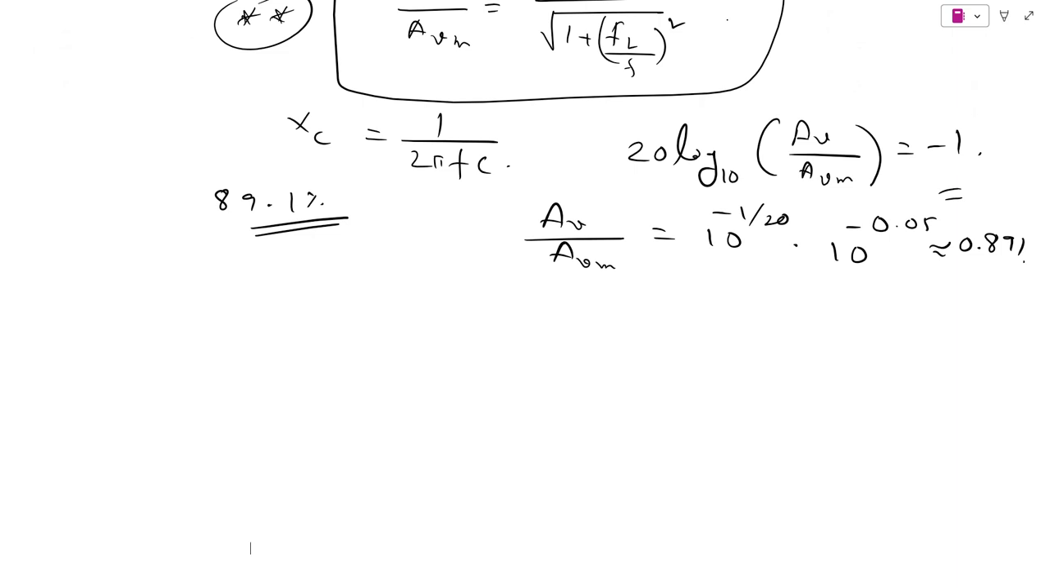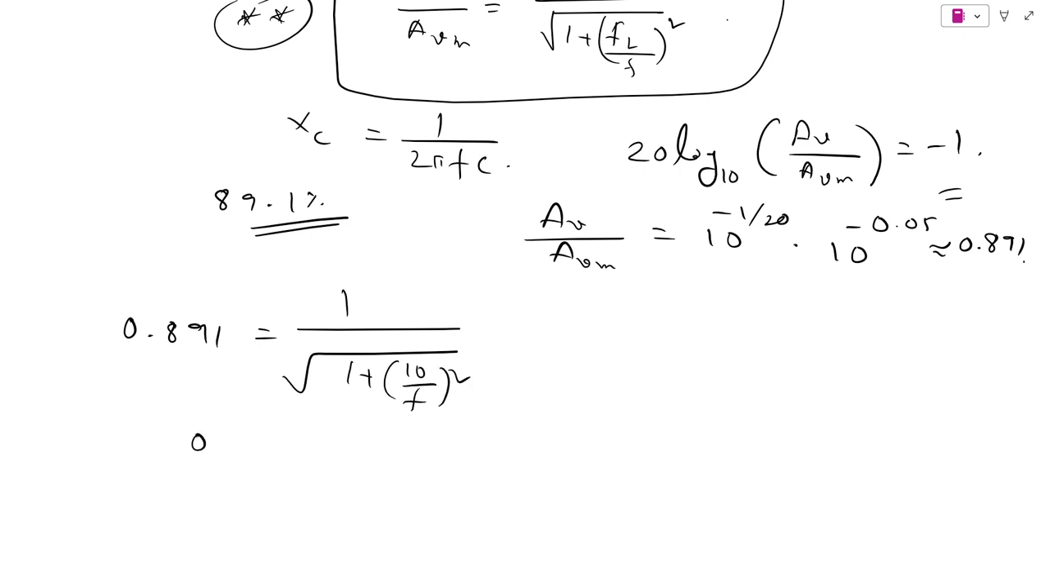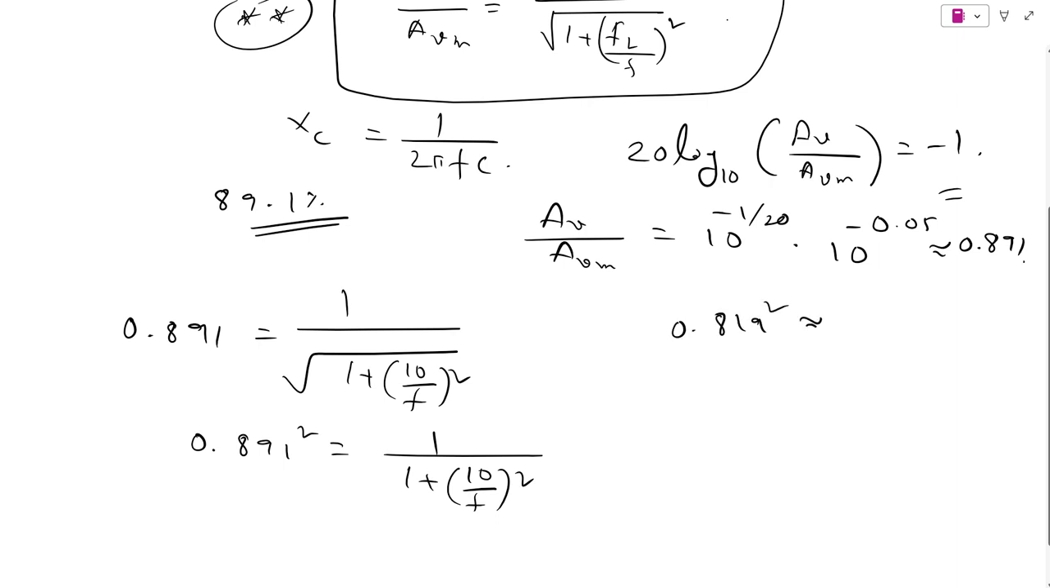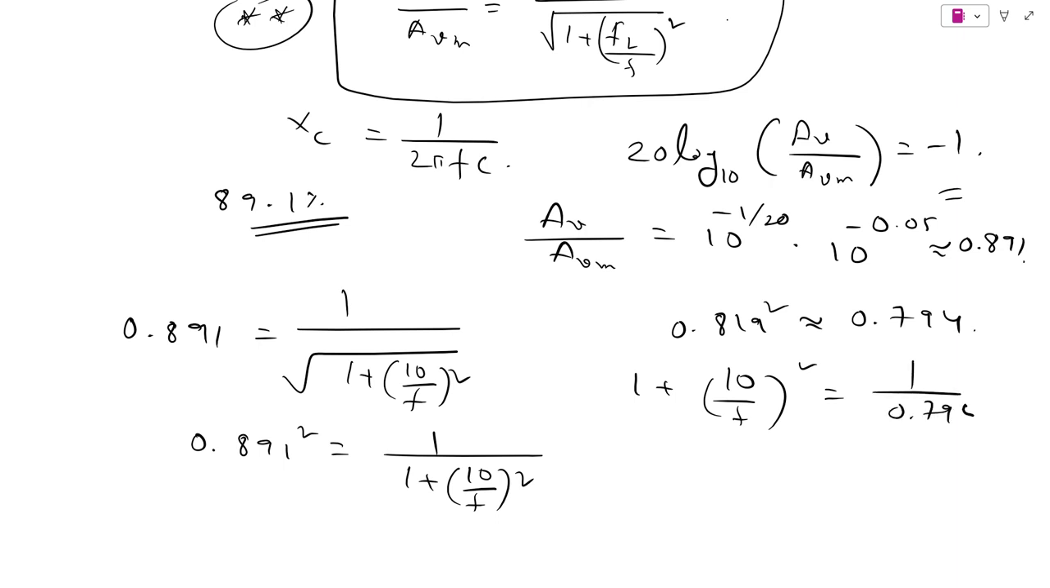Now substitute into the gain formula. Squaring both the sides, and since 0.891 squared is about 0.794, we get 1 plus (10 by f) whole square equal to 1 by 0.794, so this is 1.259.